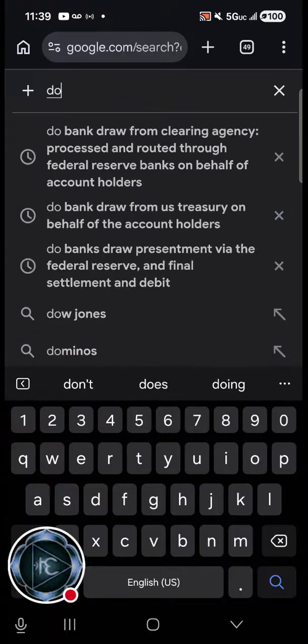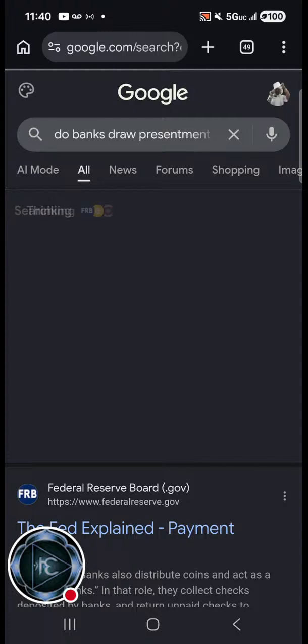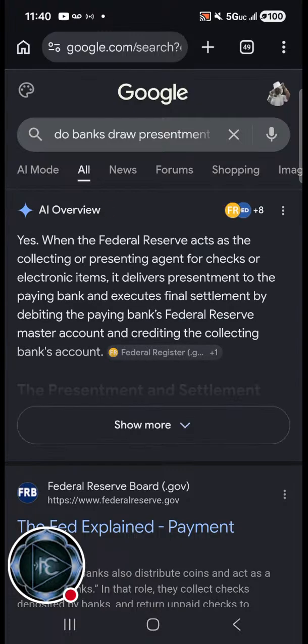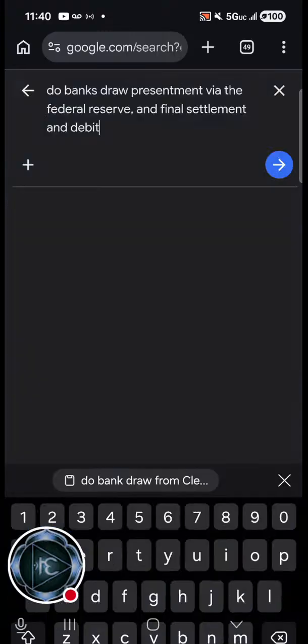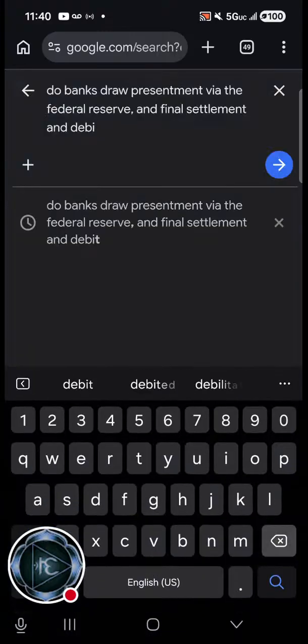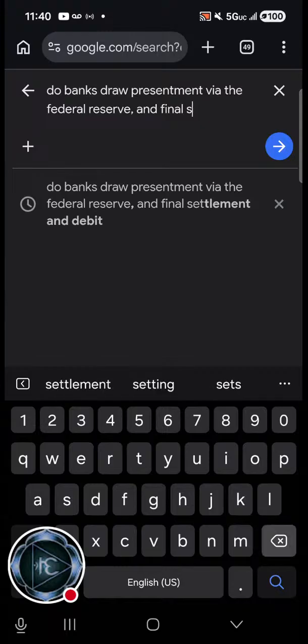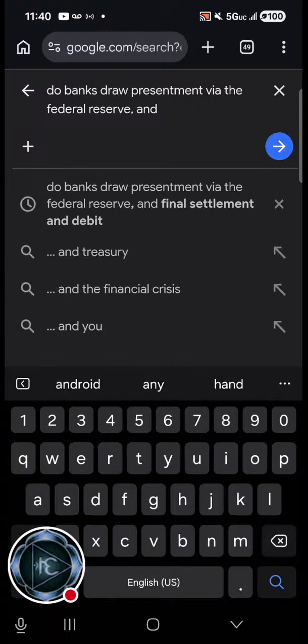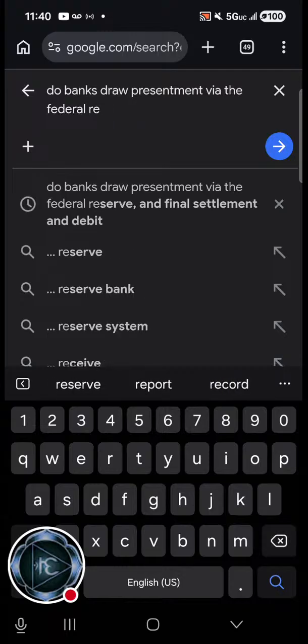Do banks draw presentment via the Federal Reserve and final settlement in debt? Okay, this is one of the questions that I asked. Oh, now it's saying yes. Oh, wow. Okay, it must know that it's on display. Hold on, let me see if I can reword it like I originally said it. They said no yesterday. Oh, I'm telling you, unreliable. So unreliable.